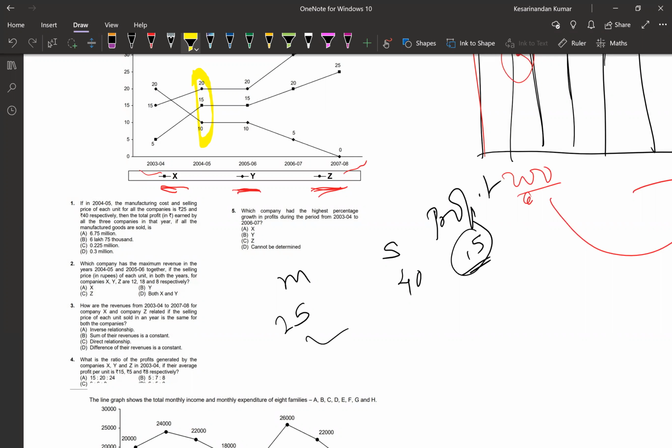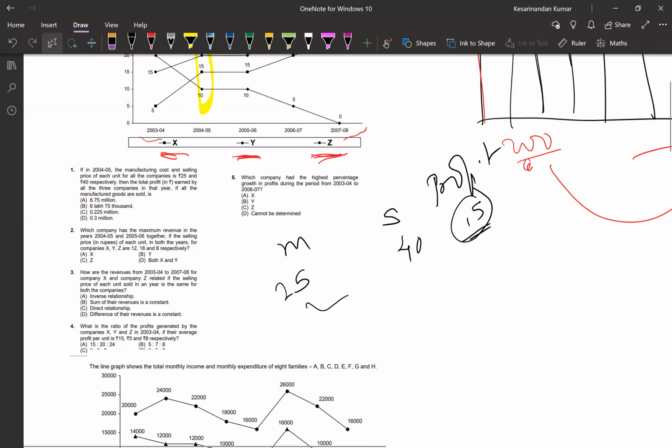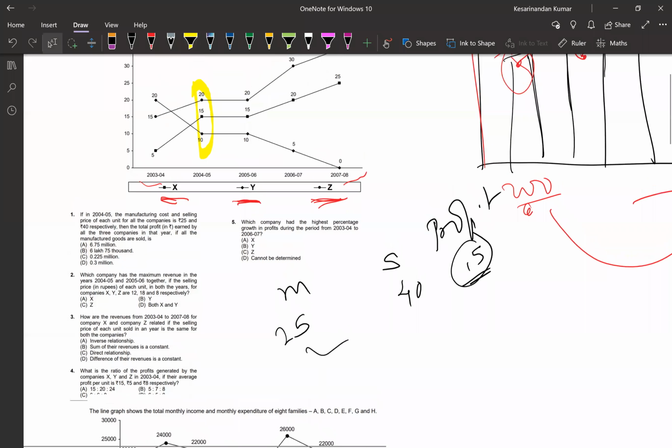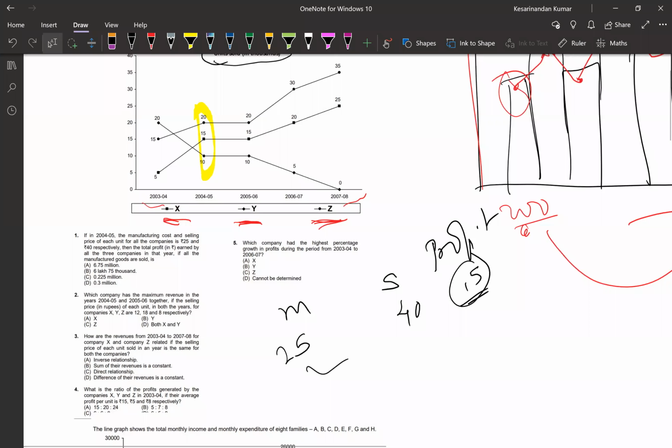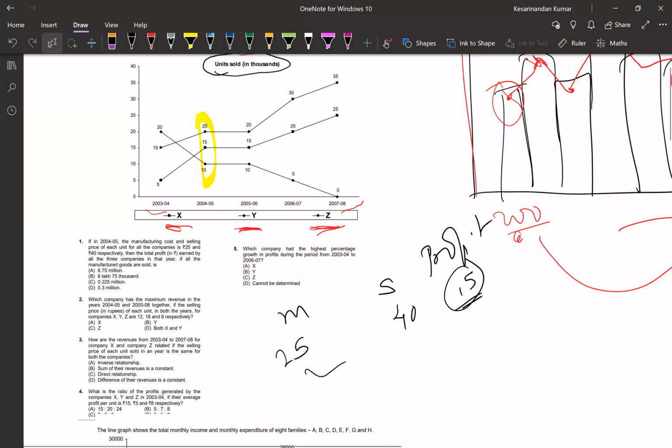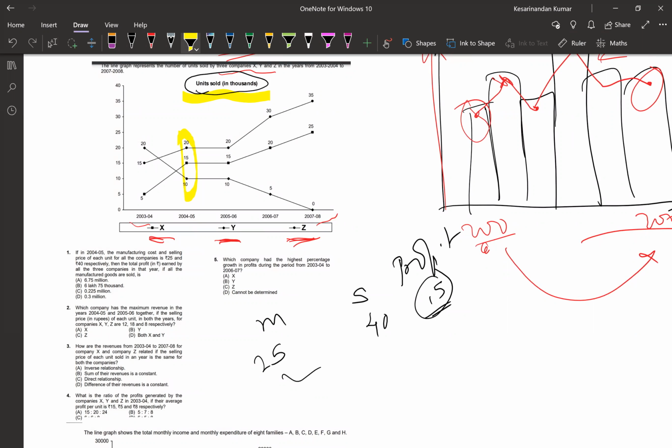Yes, Uttam, correct. Okay, Sri, can you scroll up first? Scroll up. What do you want? No, don't. Sorry. Actually, I want to know whether it's in millions or lakhs. It's in thousands. The number of units are in thousands. So this is 10,000, this is 15,000, this is 20,000.